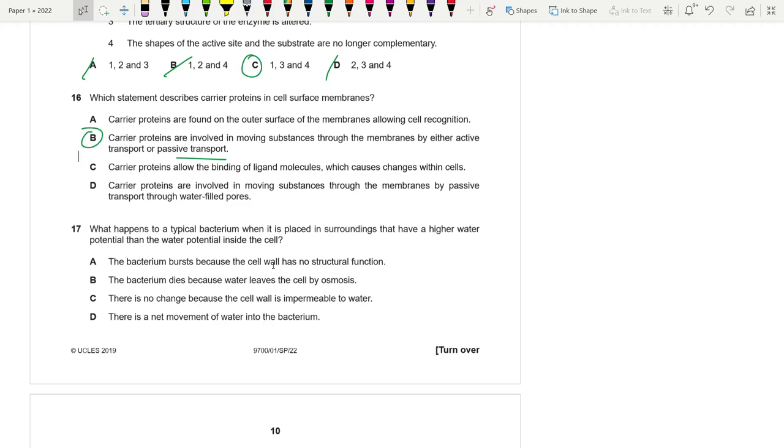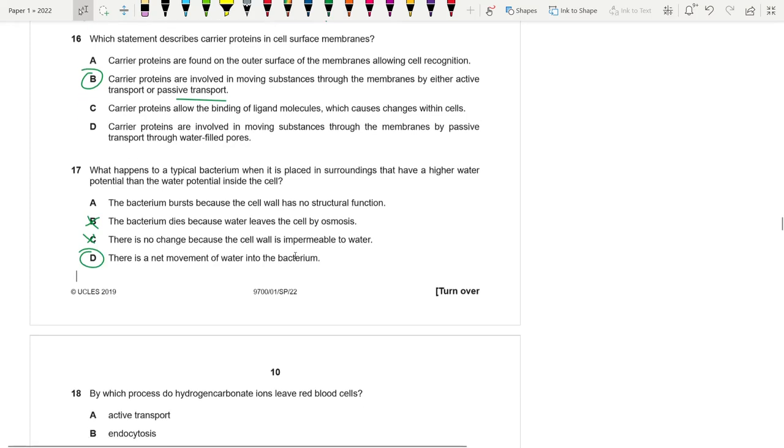17, right? The bacterium bursts because the cell wall has no structural function. The bacterium dies because water leaves the cell by osmosis. Water cannot leave the cell. Okay, the bacterium would not burst because the cell wall would protect it. There is no change because the cell wall is impermeable to water. That is false. There is a net movement of water into the bacterium. This is true. Okay, A is wrong.